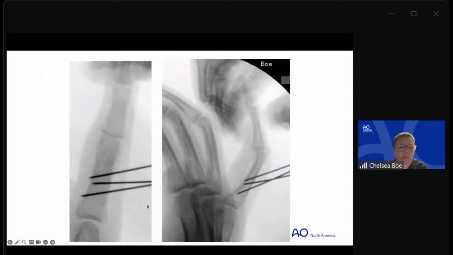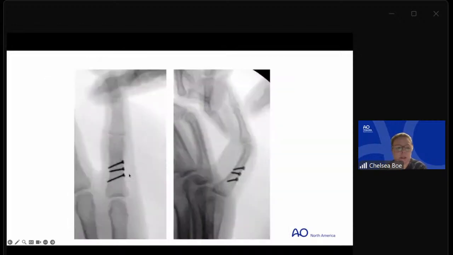And again, I like to provisionally reduce things with K-wires, especially here. And so we got him reduced. We're really happy. And then we did, in fact, use a couple cute little screws, and because of the shape of this oblique, they're in a similar orientation, but you can see that deviation as you're staying perpendicular to the fracture line. And we're really pleased with the reduction we got in surgery.